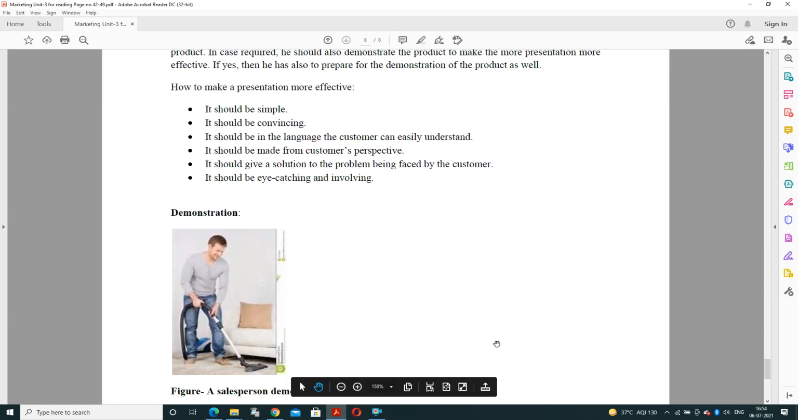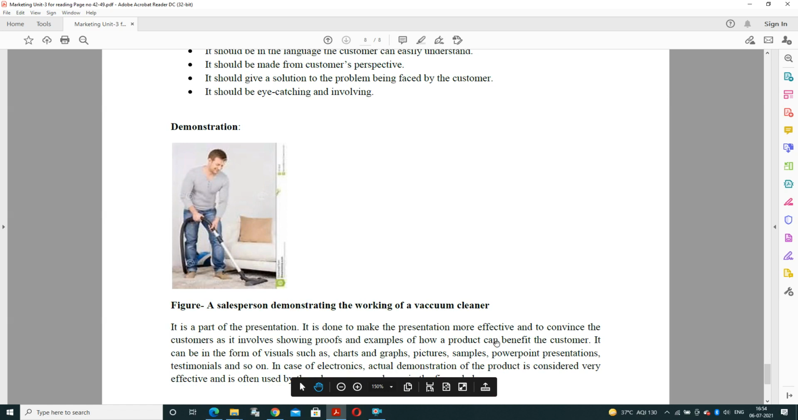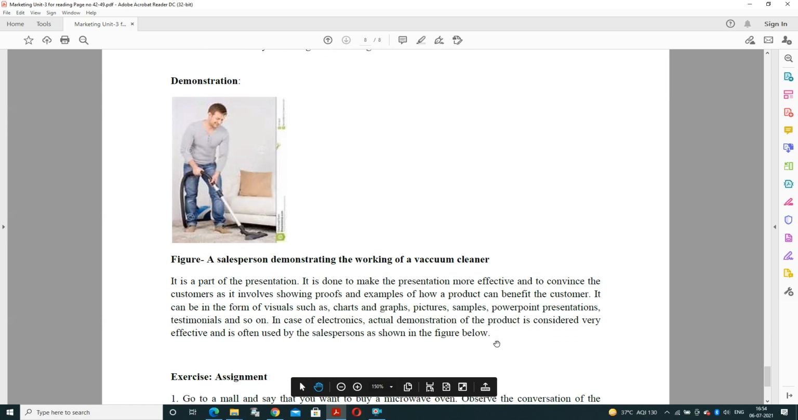And in demonstration, how to give the demonstration? It means demo. Like as you are looking in the figure, a salesperson demonstrating the working of a vacuum cleaner. So it is a part of presentation, and it is done to make the presentation more effective and to convince the customer, as it involves showing proof and examples of how a product can benefit the customer. So it can be in the form of visual facts, like you can present it in the form of charts, graphs, pictures, videos, samples, PowerPoint presentation, testimonials, and so many other effects.